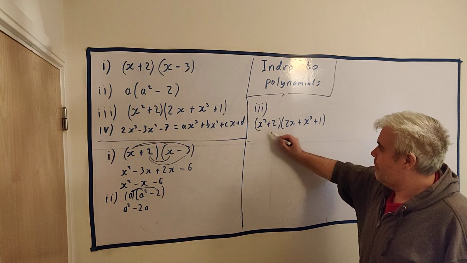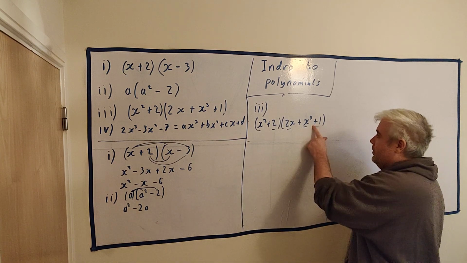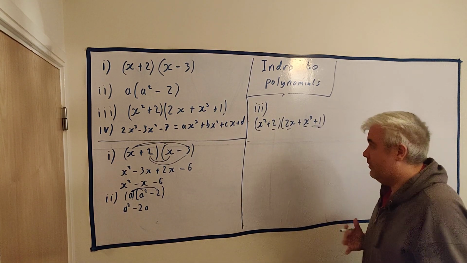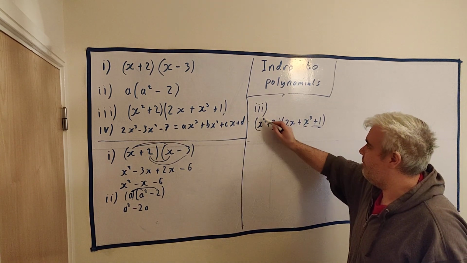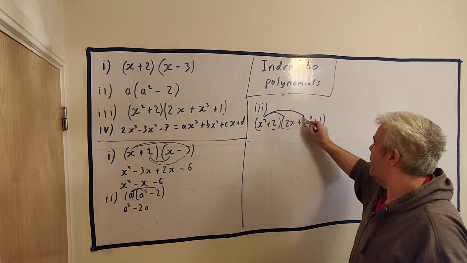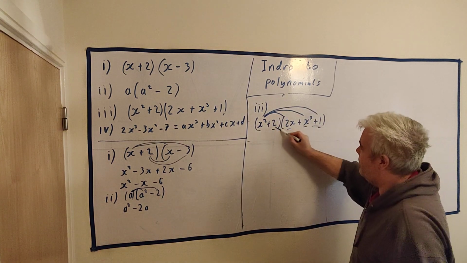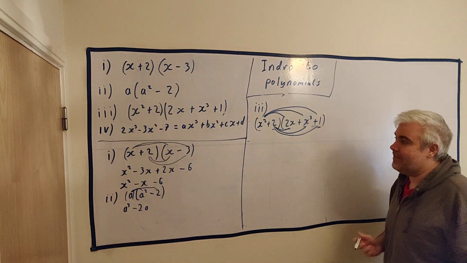Right, we have 2 terms on the left, 3 on the right. Ask yourself, how many terms would you get as an answer? 2 multiplied by 3, you will get 6 terms. Everything on the left has to do everything on the right. There's 2 here, so there's 6. We're going to get 6 things out.